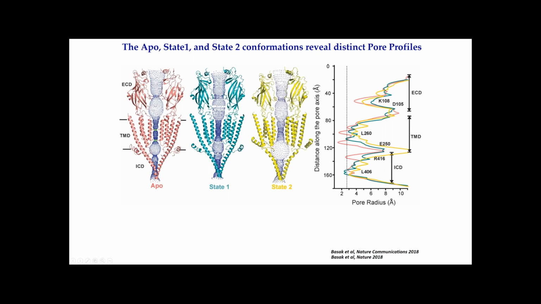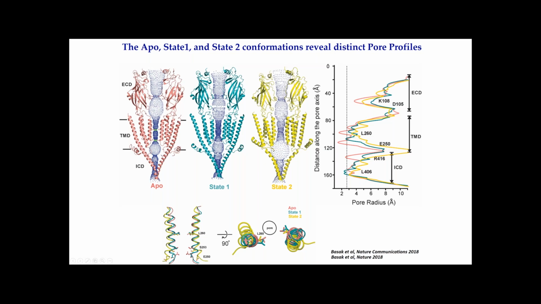State 2, another serotonin-bound conformation, again shows widening of the pore in the extracellular domain, further widening of the transmembrane helices, and you see a notable formation of this vestibule at the intersection of the transmembrane and the intracellular domain. Also noteworthy is that the patch of hydrophobic residues stays together within the intracellular domain.